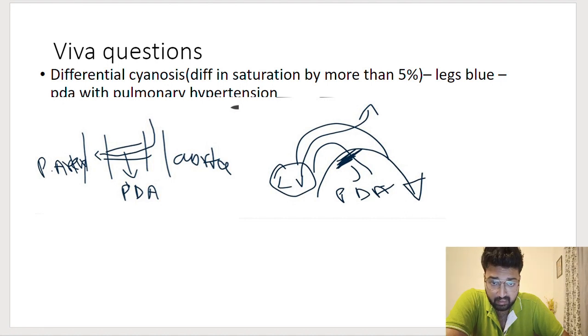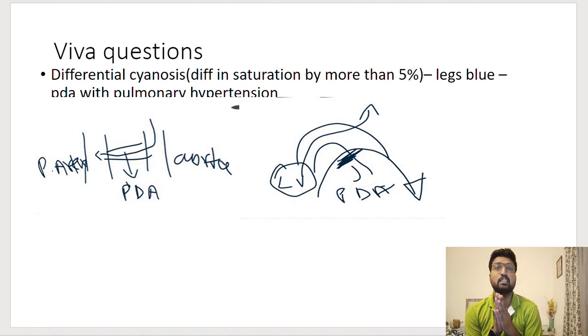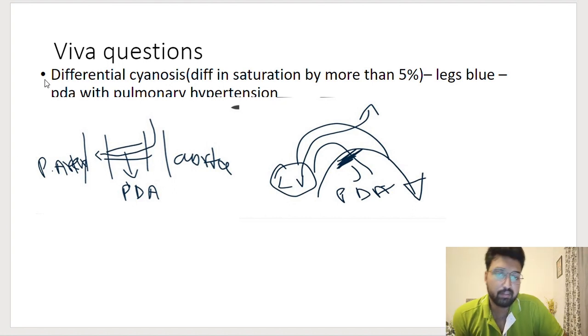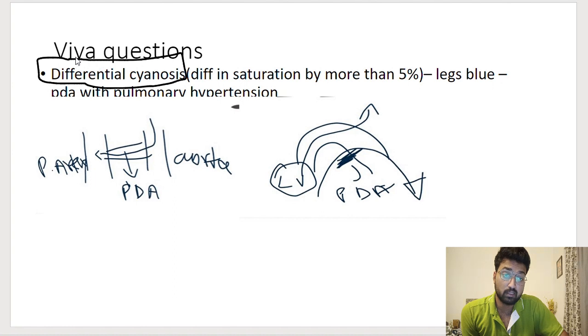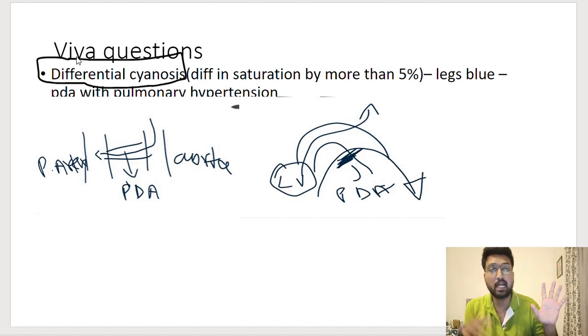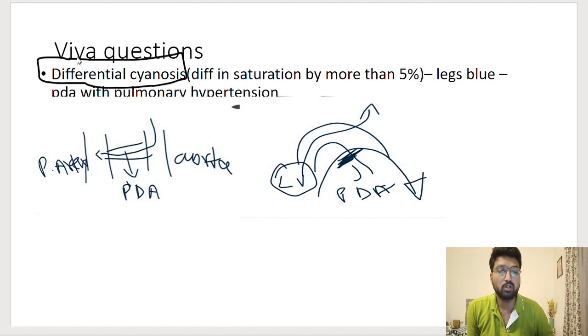So these were the basics. Now, what can the examiner ask in the viva? The most common question that can be asked is, what is differential cyanosis? Till now we were talking about cyanosis in the entire body. Sometimes there can be a differential cyanosis, meaning there is cyanosis in the legs, but the arms and hands are normal. Only the legs are blue. That is known as differential cyanosis.